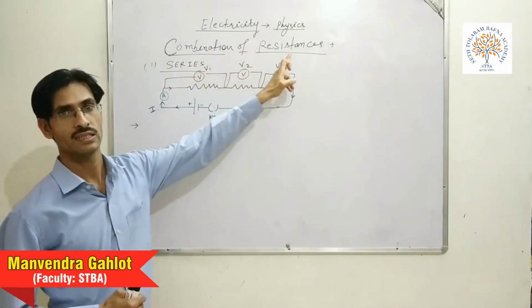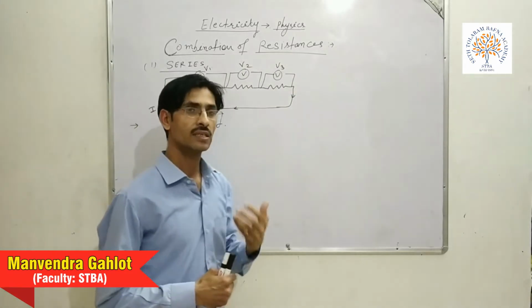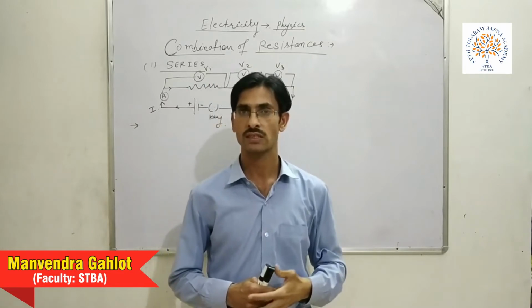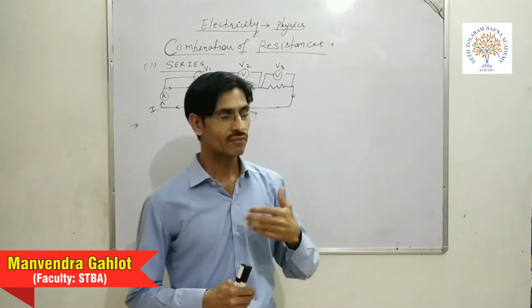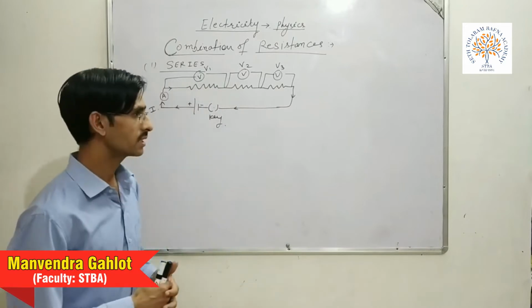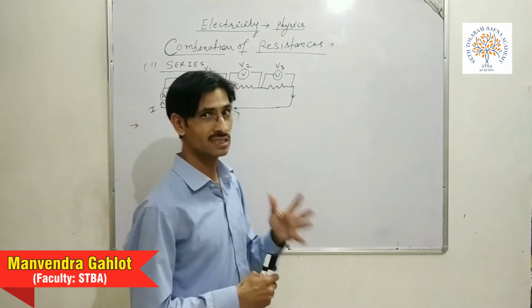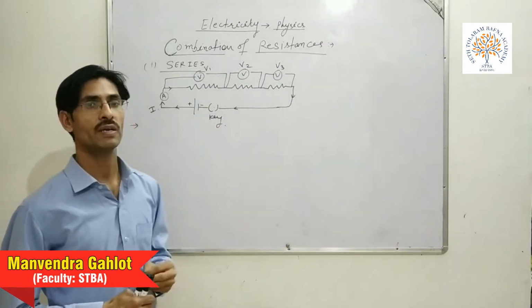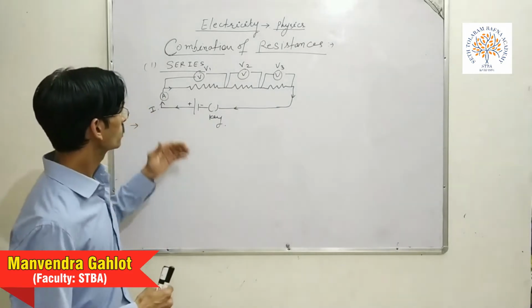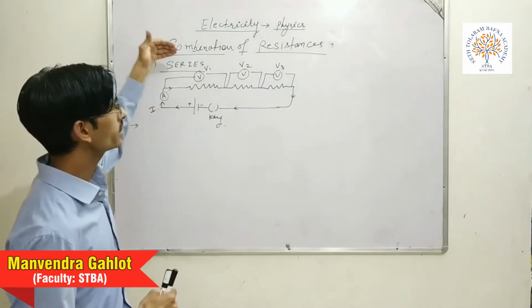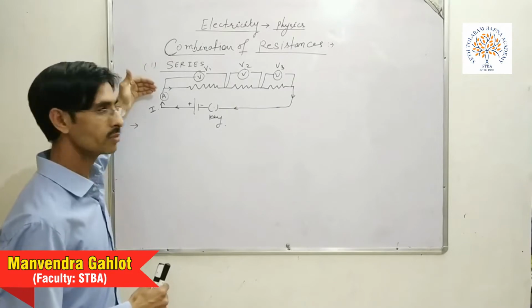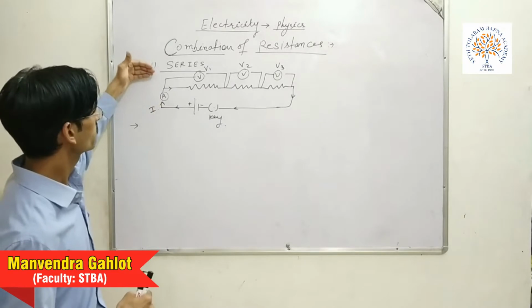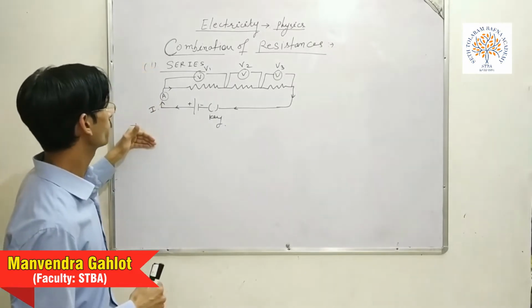Combination of resistances. In the previous class we discussed that resistance, that means to oppose the flow of charge, is called resistance. And after that we discussed resistivity. Resistivity is a specific resistance which depends on the nature of the material. It is denoted by rho. Now, there are two types of combination of resistors: series combination and parallel combination. First, we discuss the series combination of the resistances.